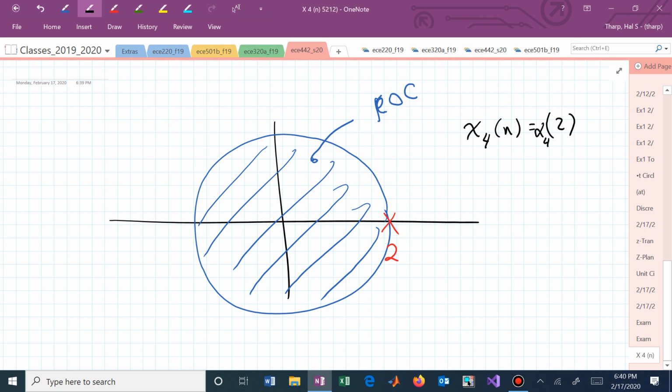This is alpha 4, 2 to the n. Yes? What values of n is this true for? This is anti-causal. Is that sequence in the time domain bounded? Region of convergence bounded. We can have both, can't we? So they don't have to be opposite. Did that answer your question?